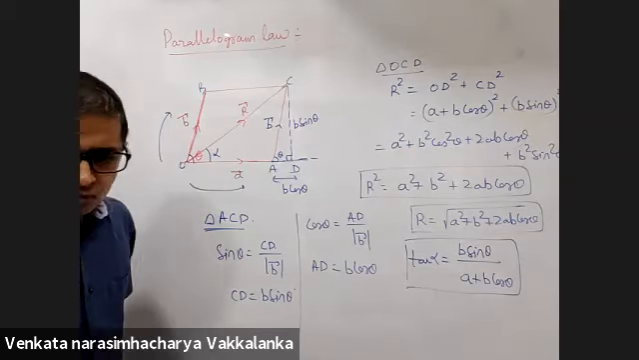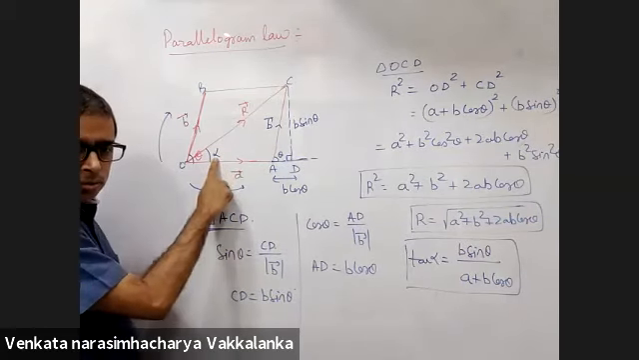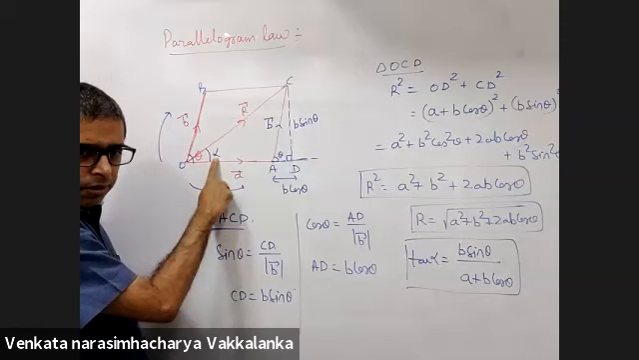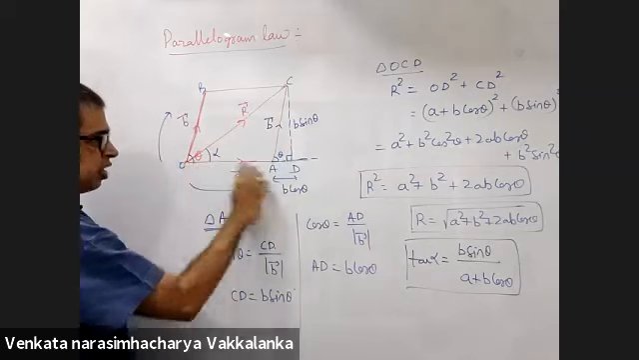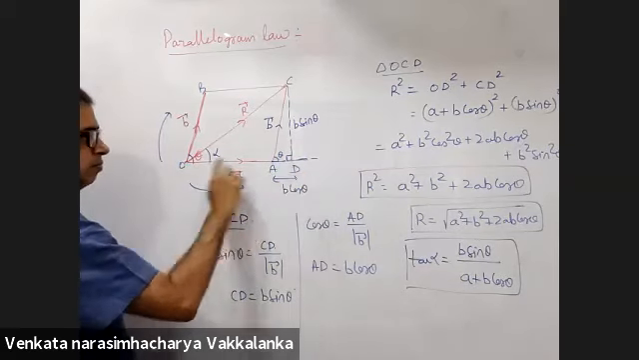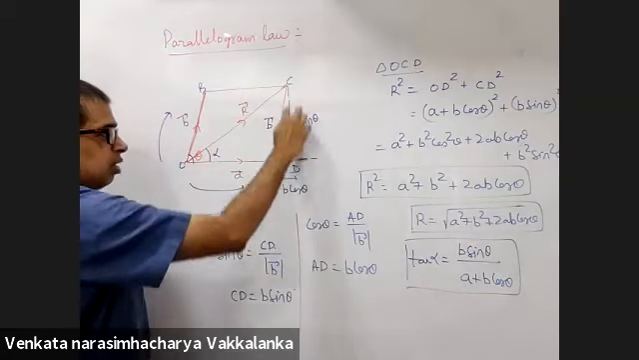Is this angle not clear on the board? So tan alpha will be opposite side by adjacent side for the triangle OCD.